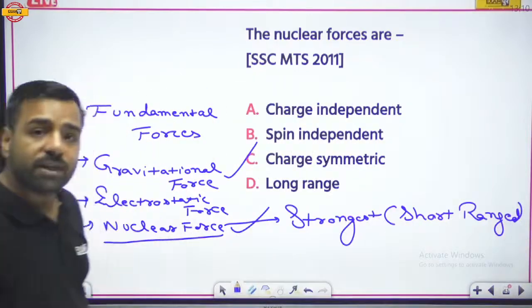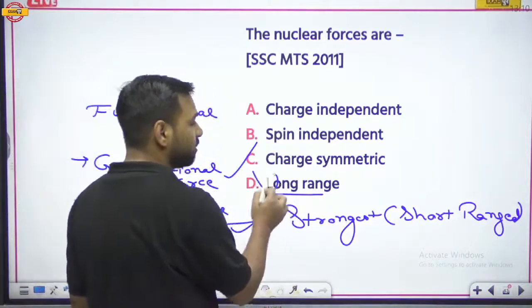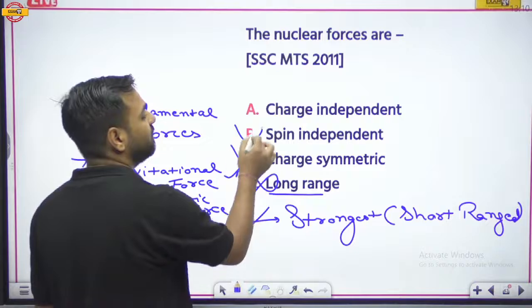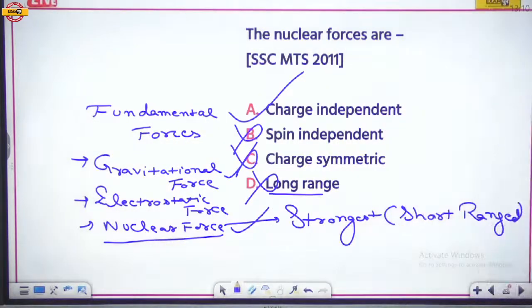So please do not forget. Here we have given long range. No, this is wrong. Spin, no. So here charge independence is going to be the correct answer. Okay. Next.